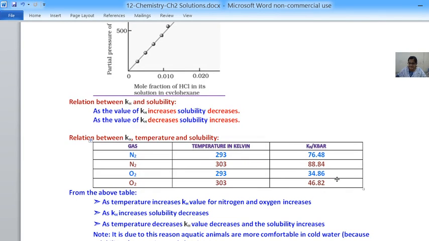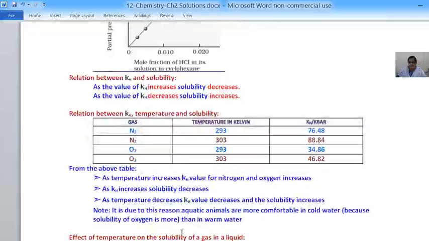solubility increases. It is due to this particular reason that aquatic animals are more comfortable in cold water. In cold water, the temperature is less, and if the temperature is less, the solubility will be more. So, as the temperature is less in cold water, the solubility of oxygen will be more. And so aquatic animals will be more comfortable in cold water rather than in warm water.